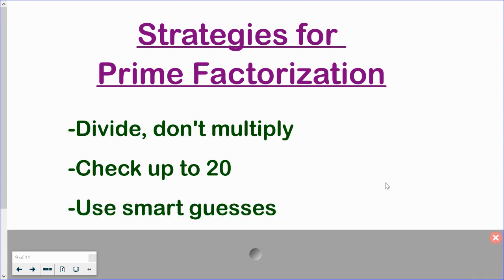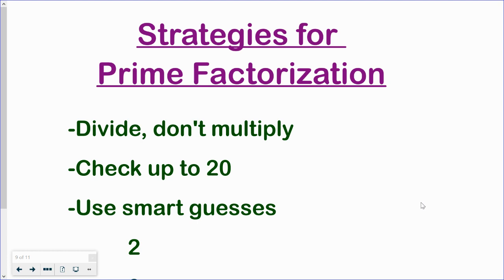And next is to use smart guesses. When you are guessing what those numbers are, make sure that you are checking good guesses, guesses that are intentional. Some of our smart guesses are the number 2. 2 is a great guess because every single even number is divisible by 2. So there's a ton of numbers out there. Half the numbers are divisible by 2.